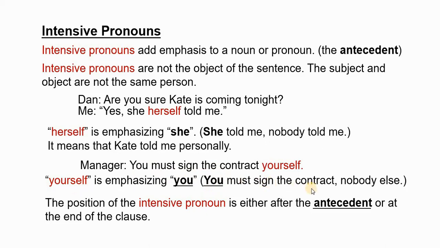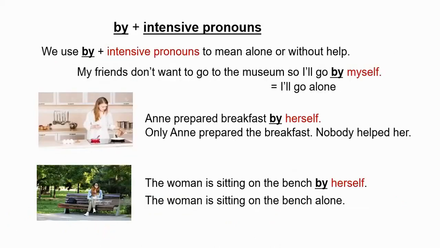All right? And as you can see, we have two choices for the position. The position of the intensive pronoun is either after the antecedent or at the end of the clause. Now, there is a specific expression with intensive pronouns. We can say the word by plus intensive pronoun, and it means alone or without help.